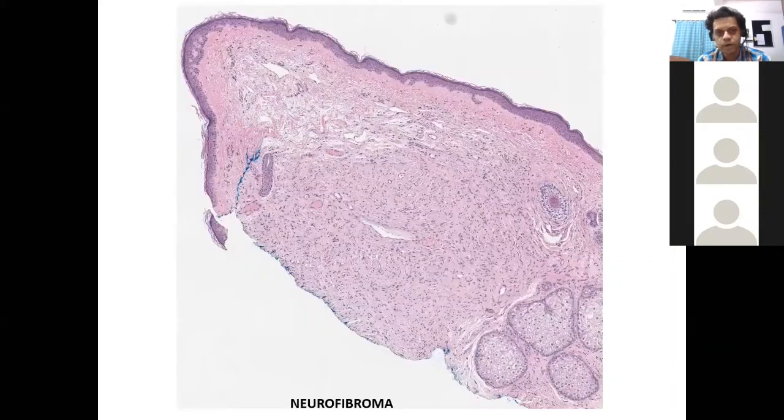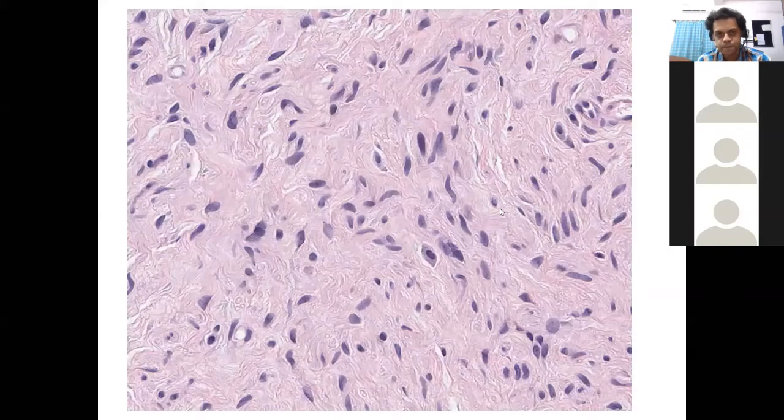Coming to neurofibroma. Now let's just go straight away into the tumor. So you are having this epidermis. Below that, as you can see, somewhat lower down in the papillary dermis, you are having this very well circumscribed kind of a proliferation, but no capsule. And what you are seeing are these zigzag, wavy, wormy-like cells which are scattered in the background, which is kind of collagenized. It's kind of hyalinized.